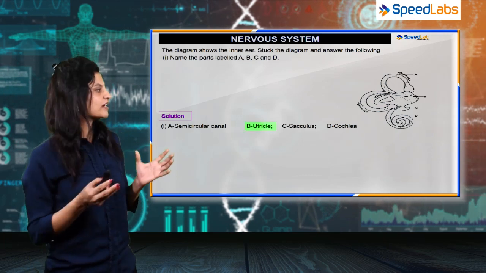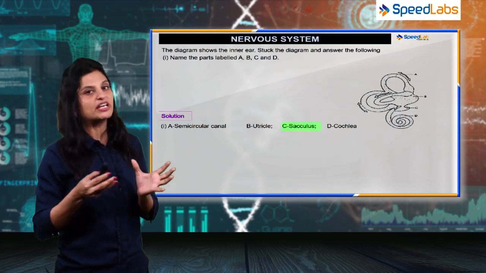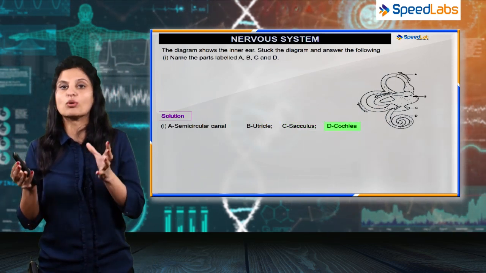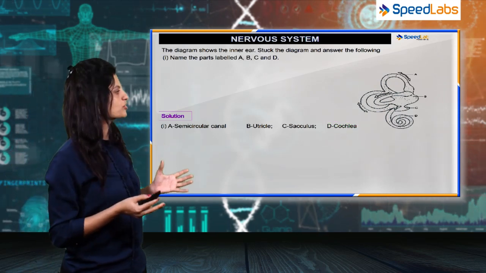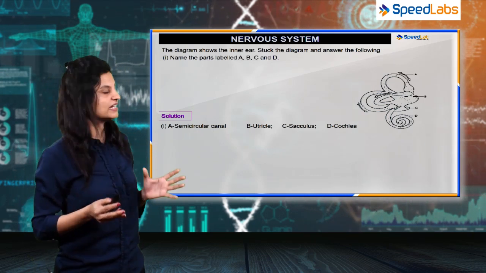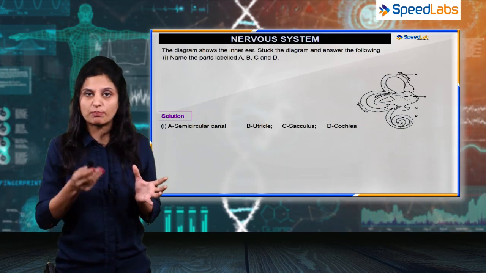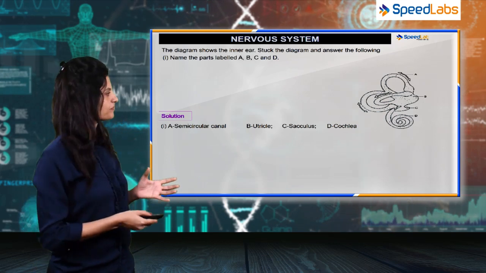As we know, the stem-like structure which originates from the bases of the semicircular canals and connects to the cochlea is divided into an upper part and a lower part. The upper part, which is B, is the utricle, whereas the lower part, which is C, is the sacculus. The part labeled D is a spirally coiled structure and is the cochlea.